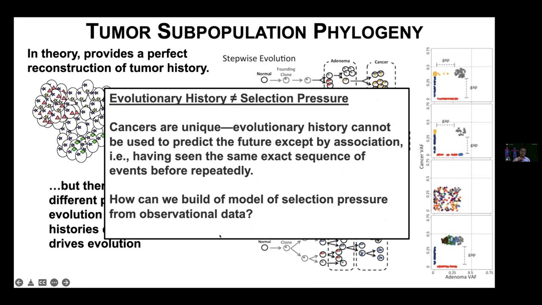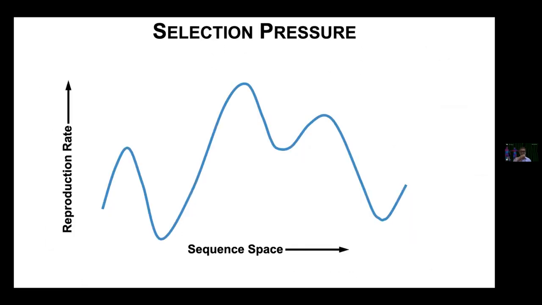And we want to study this question of selection pressure, right? We're not satisfied just with a historical reconstruction, because this problem seems more complex than just trying to look at histories and align them. We want to ask a different question. How can we build a model of selection pressure from observational data instead of merely reconstructing the tree?